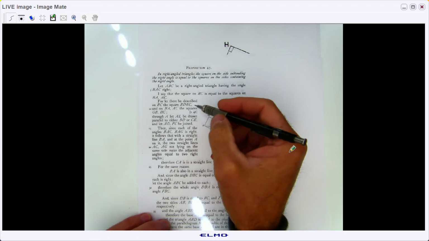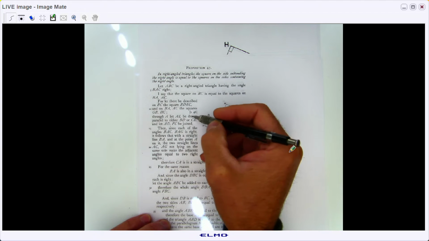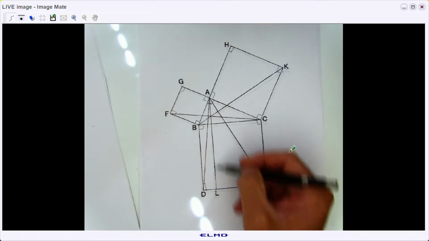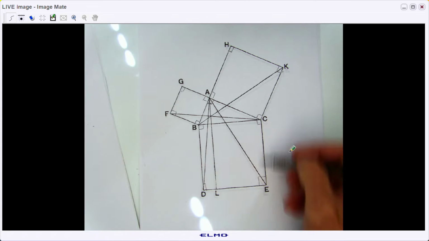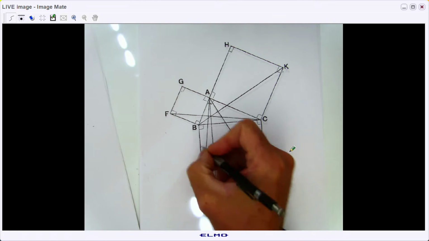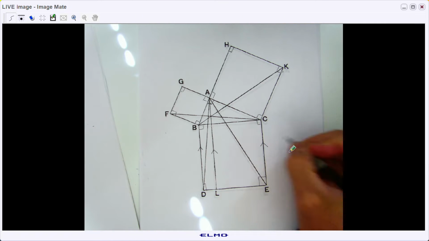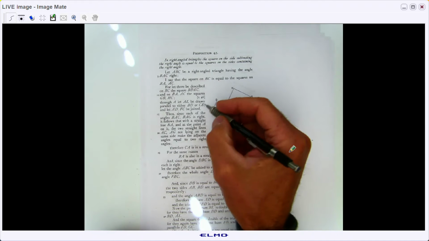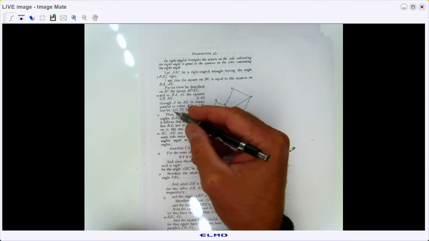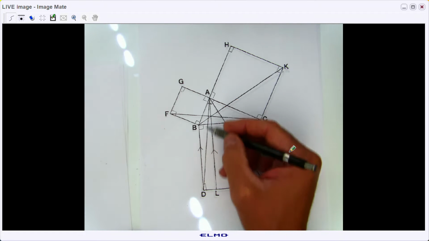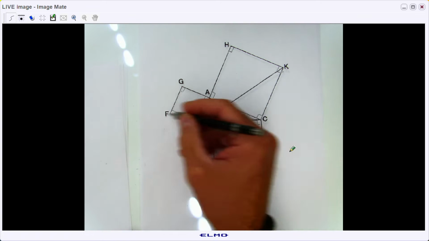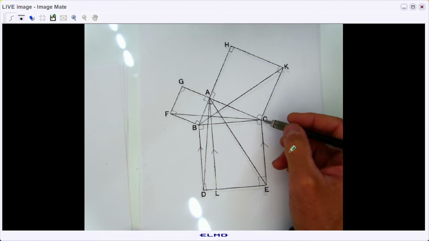And then he says, through A, let AL be drawn parallel to either BD or CE. So what he's saying is that this line is parallel to this line and is parallel to this line. And then let AD and FC be joined. So he's drawing in AD and FC, adding those lines to the drawing.